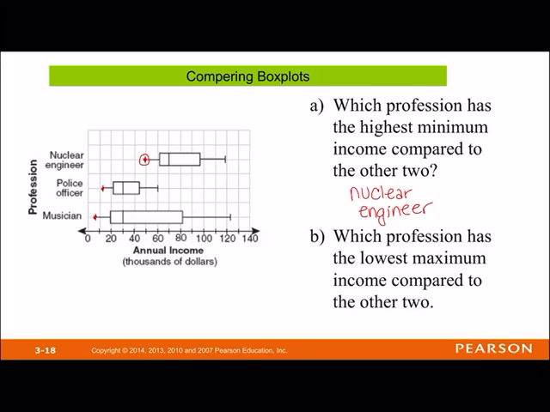Okay, and then it says which profession has the lowest maximum income compared to the other two. So this time we're looking at the spot that's furthest to the right, and we want to know which one of those X's is the lowest, so the furthest to the left, and that is the one that's over here with our police officer. So police officer.